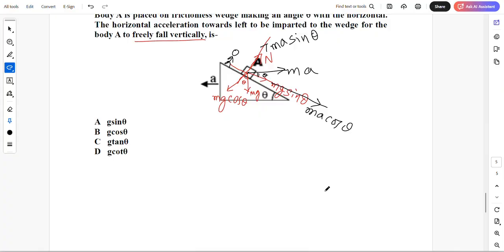This is very, very important. Now let me explain once again. If this is the block, where is mg cos theta? Mg cos theta is this side. Where is mg sin theta? Mg sin theta is this side.